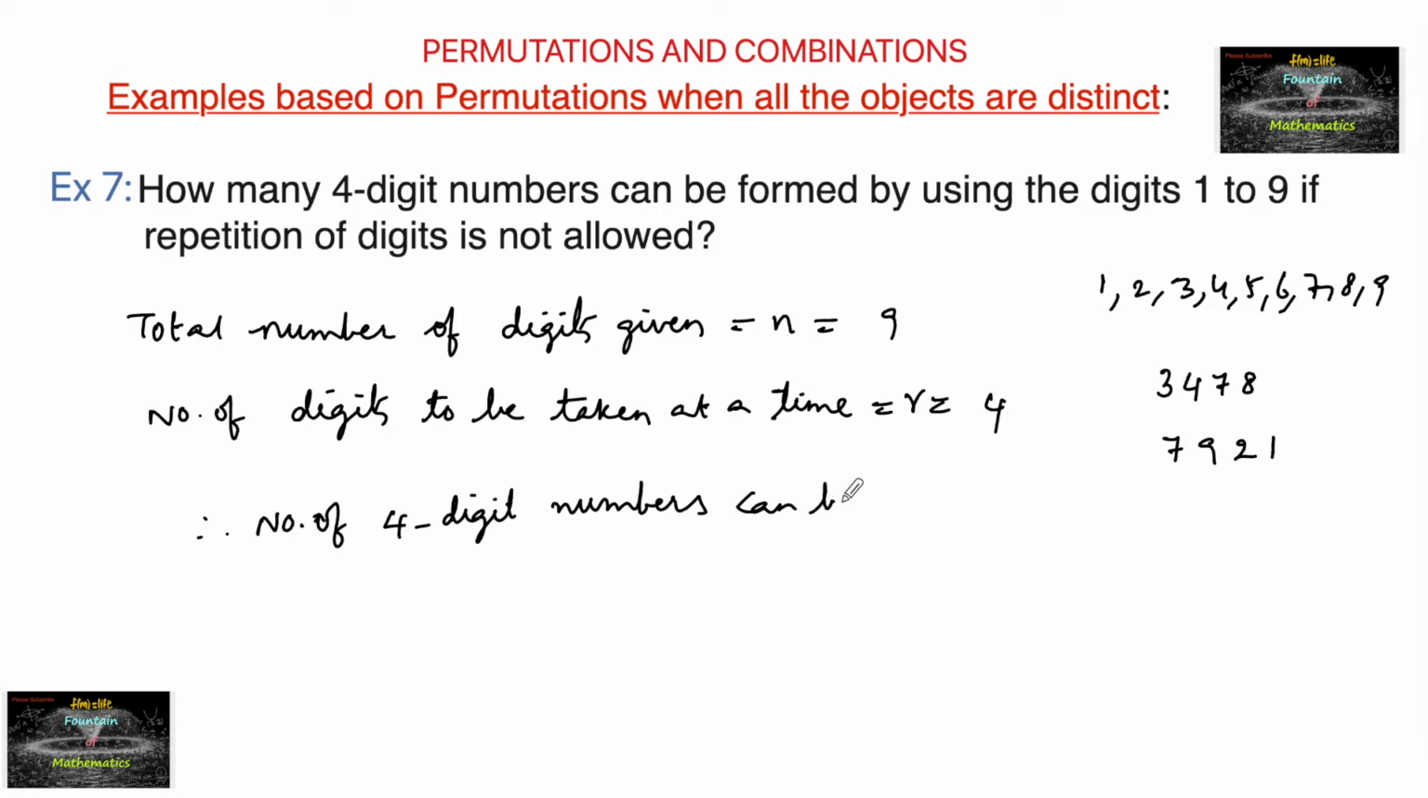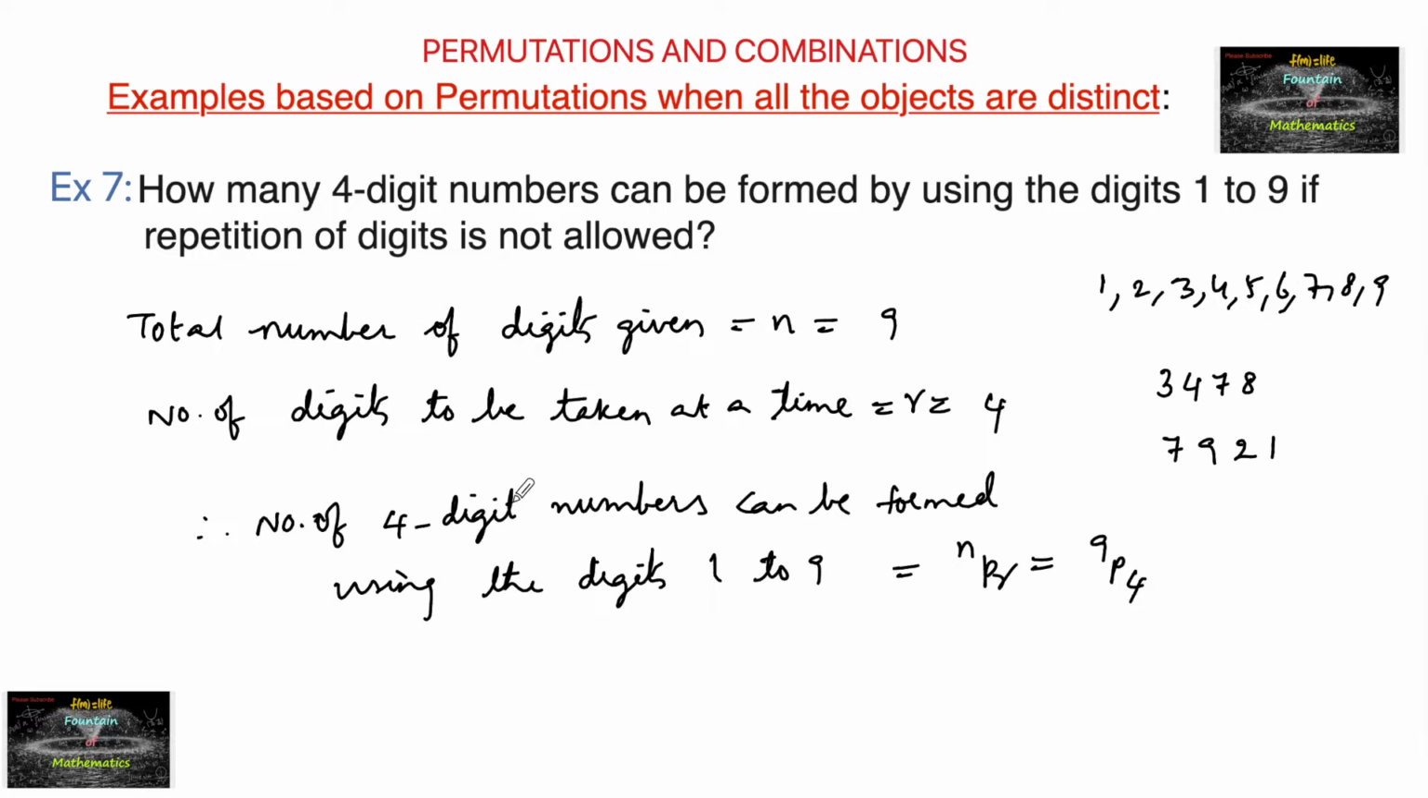So the number of 4-digit numbers that can be formed using the digits 1 to 9 is equal to nPr, that is 9P4. It's nothing but the number of 4-digit numbers means the number of permutations. These are all permutations, that is 9P4. 9P4 is 9 into 8 into 7 into n minus r plus 1, means 9 minus 4, 5 plus 1, 6, that is 9 into 8 into 7 into 6.